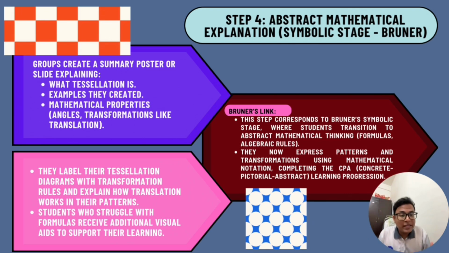So where does Bruner help in this step? This step corresponds to Bruner's symbolic stage, where students transition to abstract mathematical thinking, which is the formulas and the algebra rules, and they now express the pattern and the transformation using mathematical notation, completing the CPA, which is the concrete, pictorial, and abstract learning progression. So from this, we know that Bruner's learning theories help students understand the tessellation more.